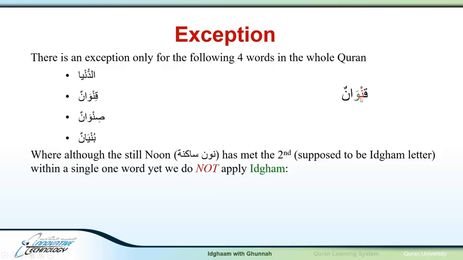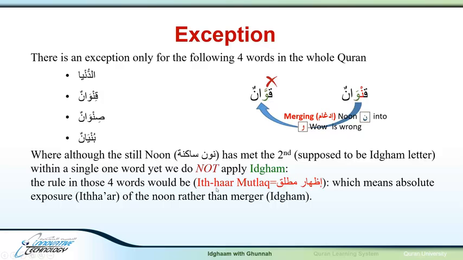What we do here, we shouldn't merge the two to make qiwan. Qiwan is wrong. So merging idgham of the nun into the waw in this case is wrong. The proper thing is to keep it exposed. The rule in those four words is idhar mutlaq, which means absolute exposure, showing the nun rather than merging it. It should sound like qinwan, not qiwan. So we don't say duya, we say dunya, qinwan, sinwan, bunyan. No merger in those four words.